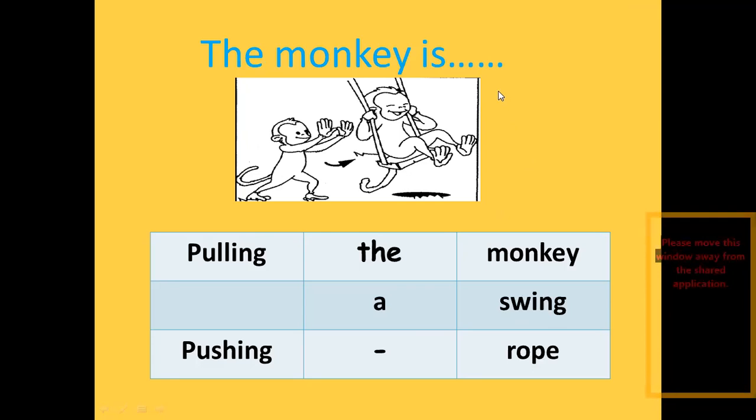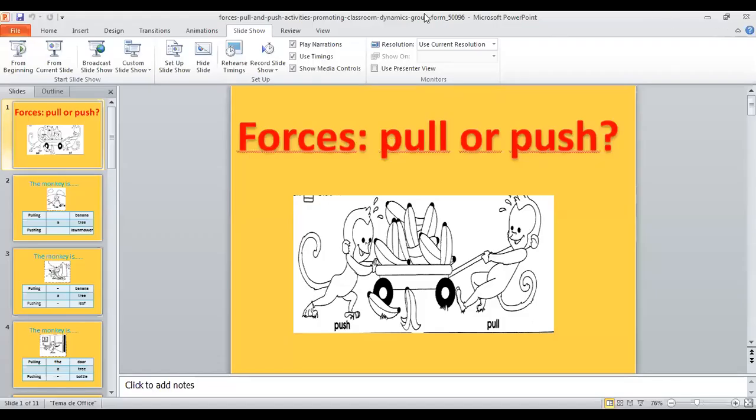Okay, swing. What is monkey A doing? Pulling the swing or pushing the swing? Pushing the swing. What about monkey B? Is he pulling the swing or pushing the swing? This monkey now, monkey number B. What is he doing? He is pulling. A is pushing and B is pulling the swing. Understood?